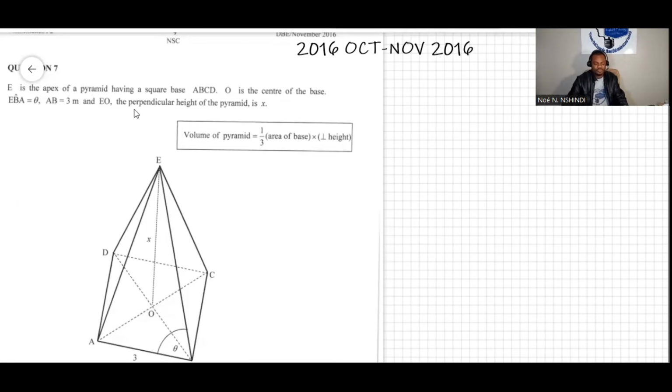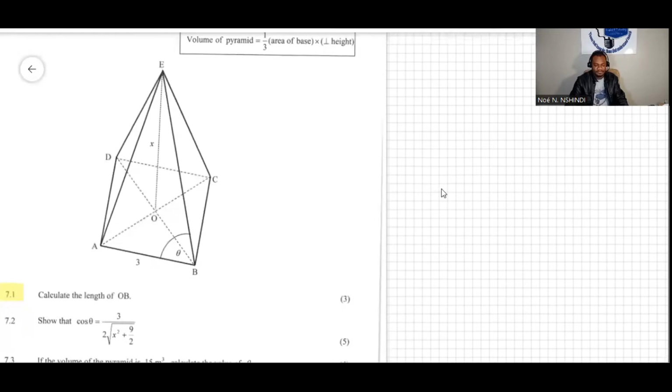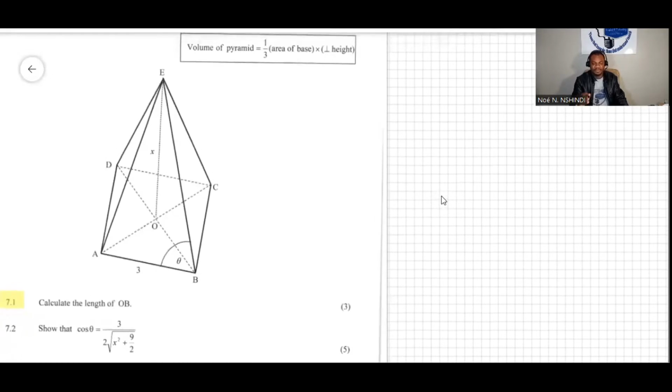Now we're going to do question 7.1. I'm going to move this a little bit up there. 7.1 says calculate the length OB. Basically we are trying to find this length here. So right here, 7.1, we're looking for OB.